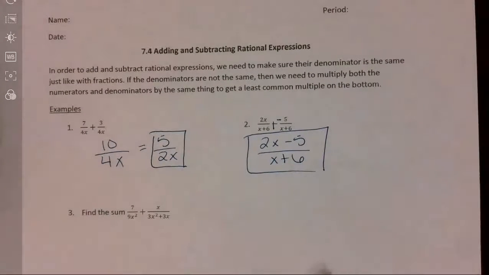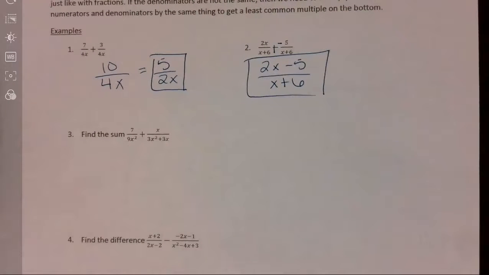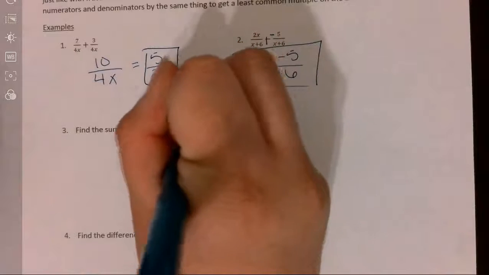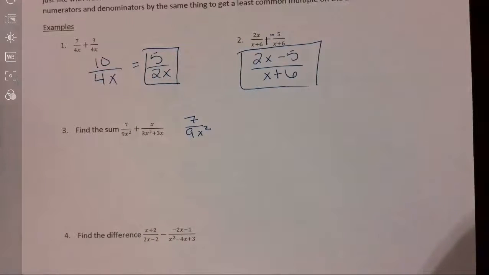Okay. So if I take a look at number 3, that denominator is not the same. So what I want to do is figure out what pieces both denominators have, what pieces they each individually have, and then make them both have the same ones. So I want to factor them as much as possible. So this one is 7 over 9x squared. That one doesn't really factor.